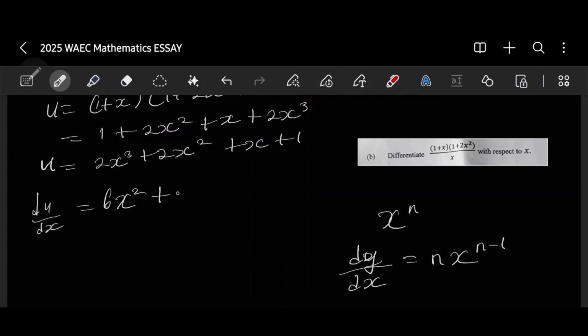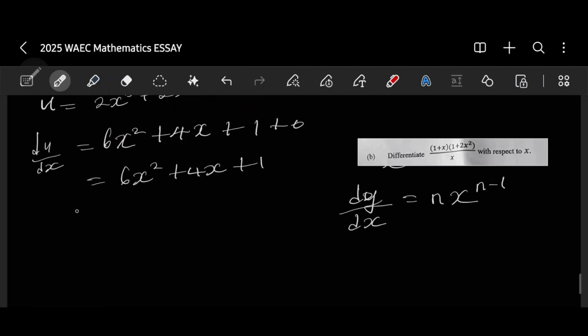Plus 2 times 2, 4. We subtract 1 from the 2, we're left with 1. Plus the power here is 1, 1 times 1 is 1. If we subtract 1 from 1, we have 0, and anything raised to the power of 0 is 1. So when the power of the variable is 1 and we differentiate it, we are just left with the coefficient, which is 1. And when you differentiate a constant, you get 0. So this is equal to 6x squared plus 4x plus 1. That's du/dx.